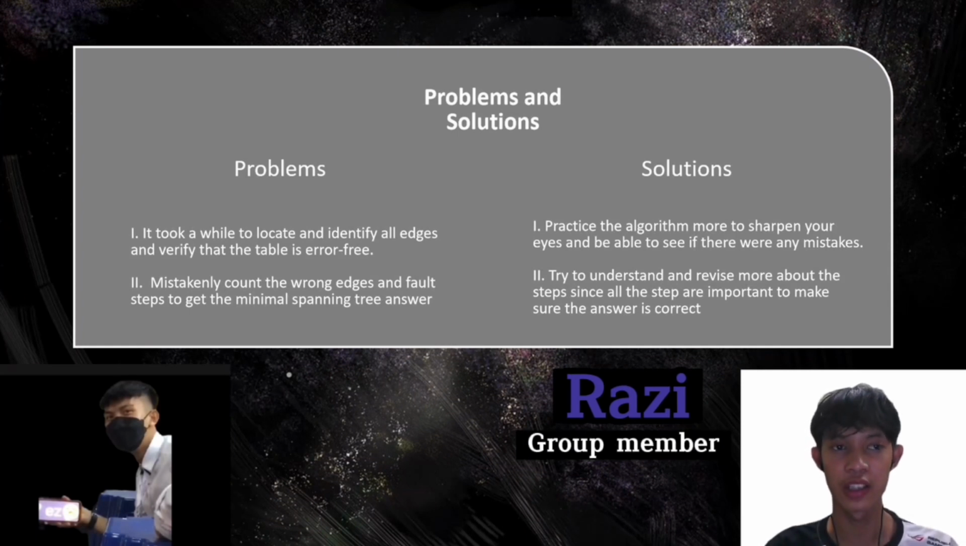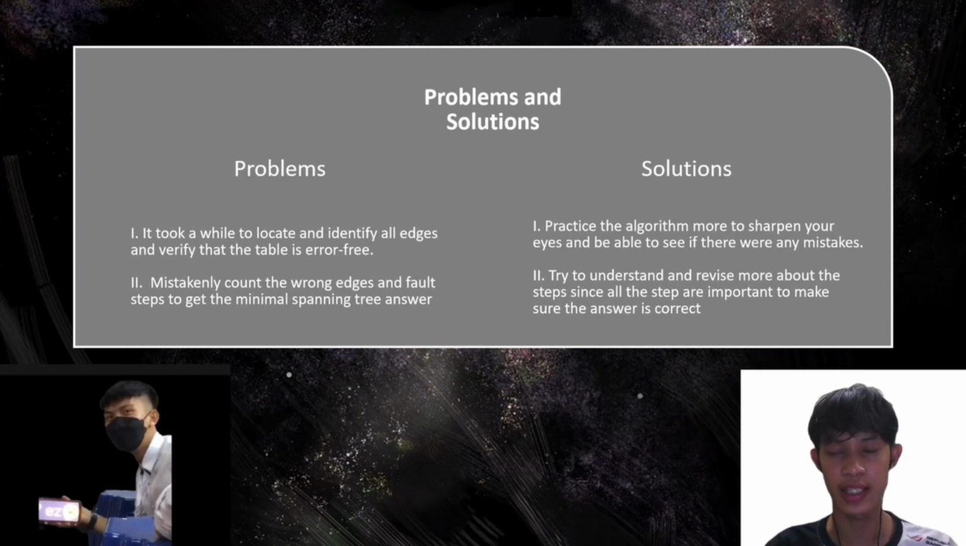Now, I will present the solutions for the problems that Aisan presented just now. Solution one is to practice the algorithm more to sharpen your eyes and be able to see if there are any mistakes. The second solution is to try to understand and revise more about the steps, since all the steps are important to make sure the answer is correct.